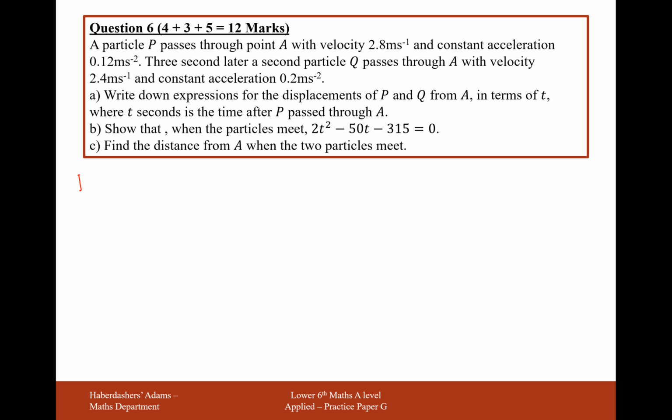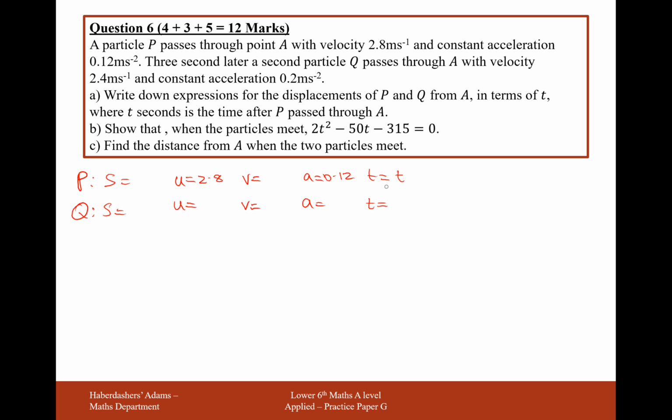So it looks like what we're going to need is a P SUVAT equation and a Q SUVAT equation, where we have to work out S, and we know U and A in both situations. So we need to set up a little SUVAT for both Q and P. Going back through the sentences and picking out the important information: P has an initial velocity of 2.8 and an acceleration of 0.12. Q starts 3 seconds later.